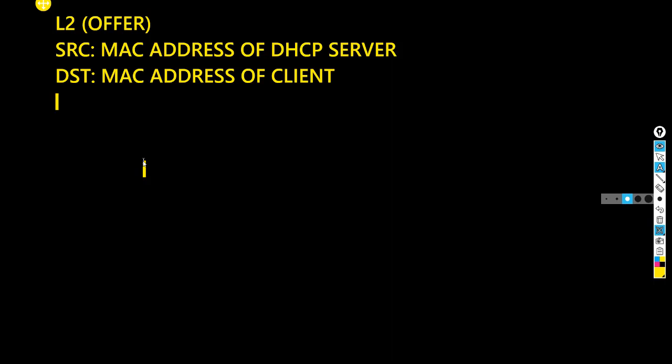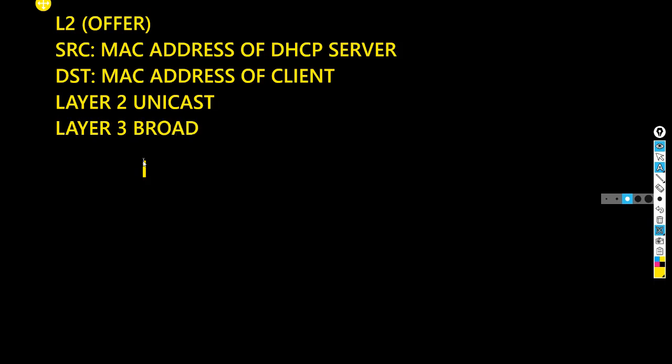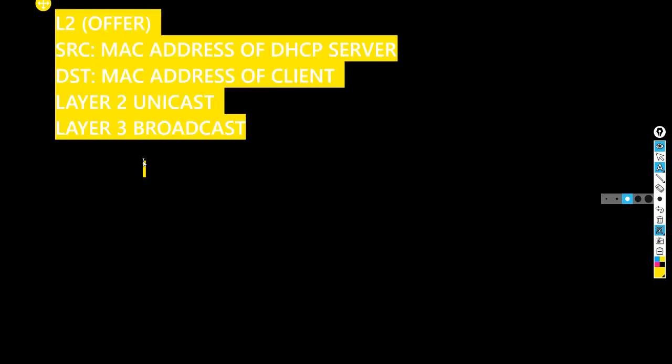In this particular step, layer 2 acts as a unicast because the server has its own MAC address, and the server also knows the destination MAC address. But layer 3 is still broadcast in nature because the client doesn't have a valid IP address, so it's acting as a broadcast.